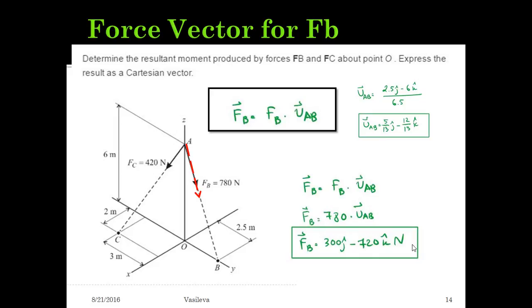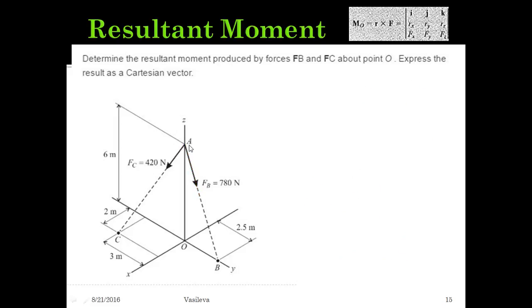Okay, so now we have determined both of our forces, FC and FB, in vectors. So what we need to do, they asked us to find the moment produced by FB and FC about point O. So the moment is defined as R cross F. So we need to do cross products here. So I want the position vector from O to A, because that is the direct vector that connects both to FC and FB.